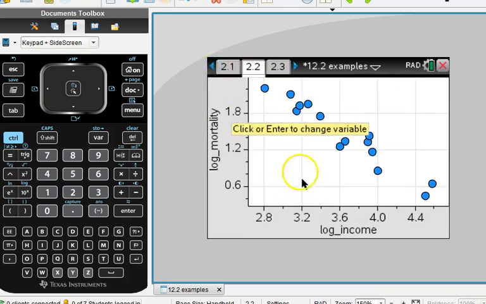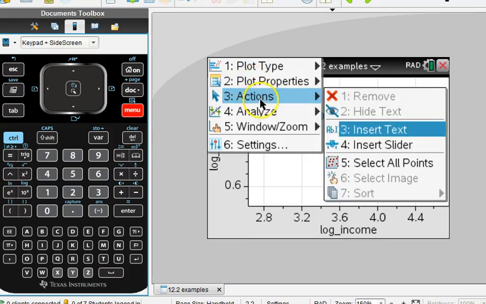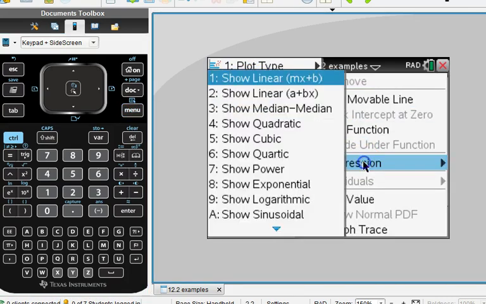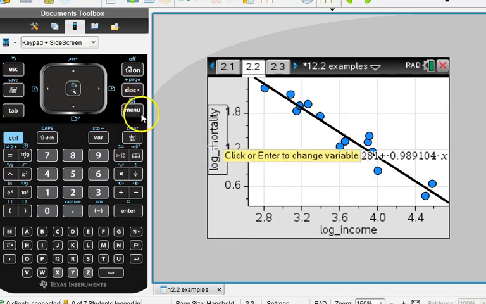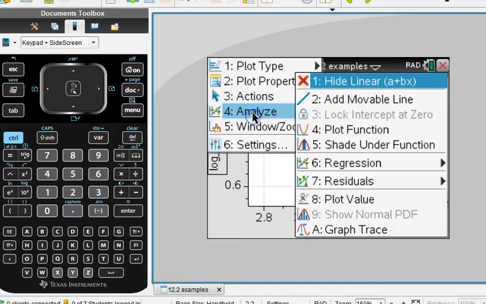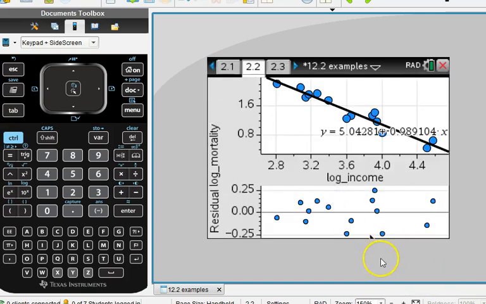So looking at this, let's go ahead and do a regression on this. I'm going to go to Analyze and Regression and show linear regression. So we see that it looks like a nice fit with the line. I'm going to check my residual plot. So Analyze, residuals and show residual plot. You can see the residual plot is very scattered. There's no distinct bend in it. We can see a fairly equal spread of the residuals across the x values. So it seems to satisfy all of the conditions for regression.